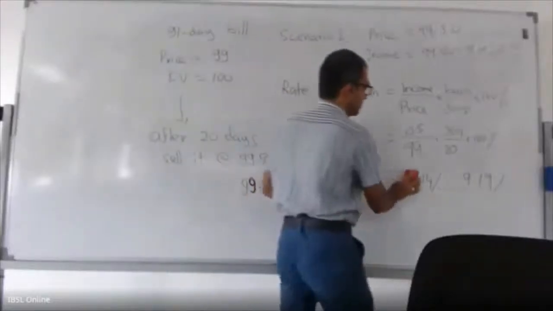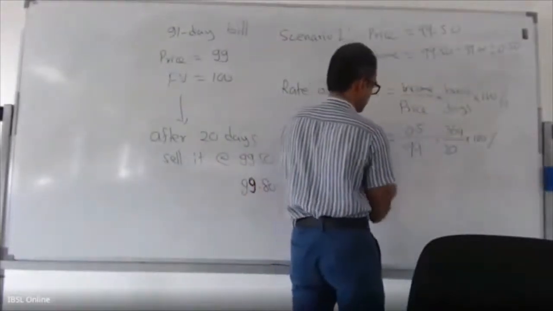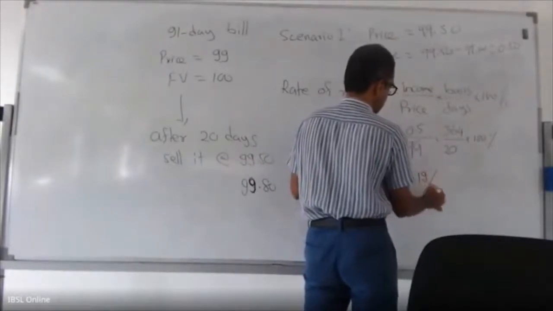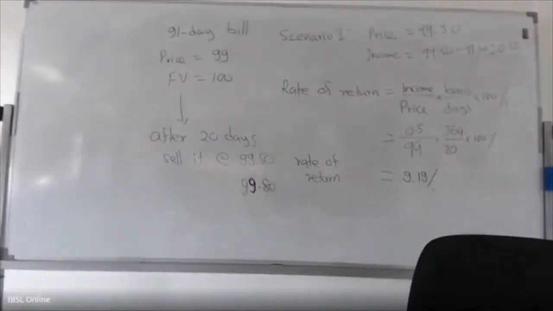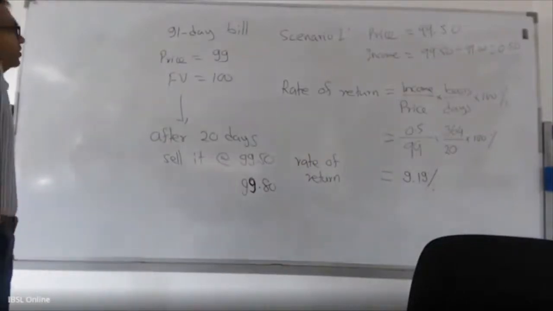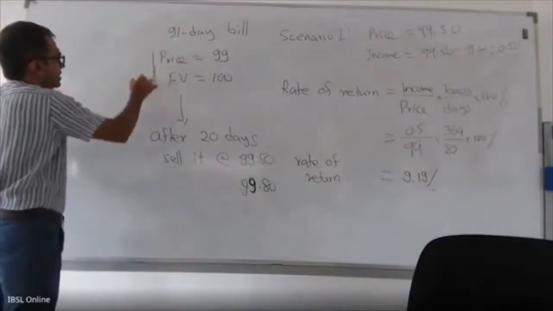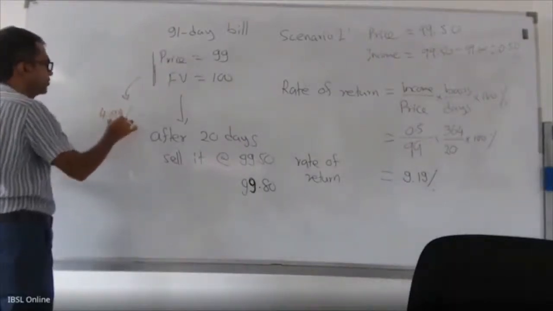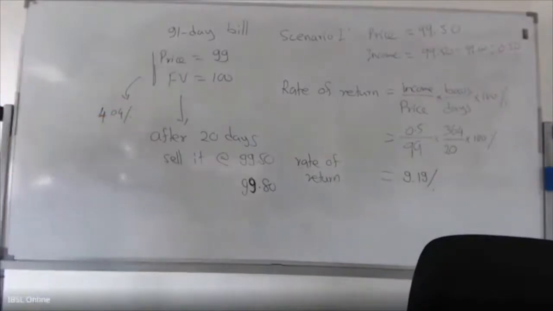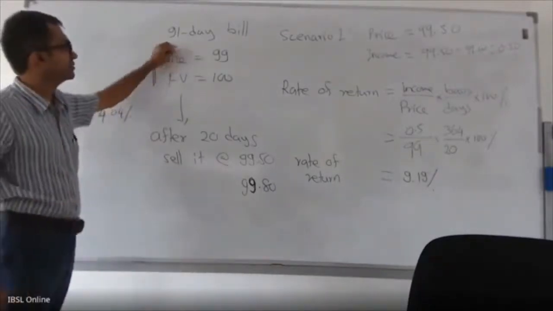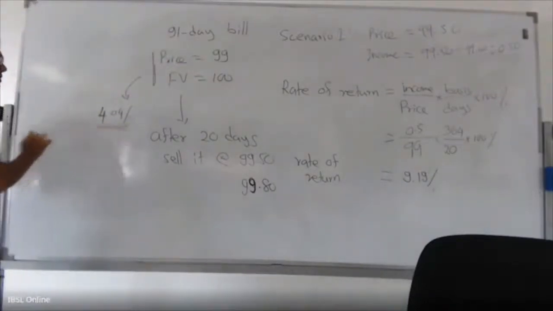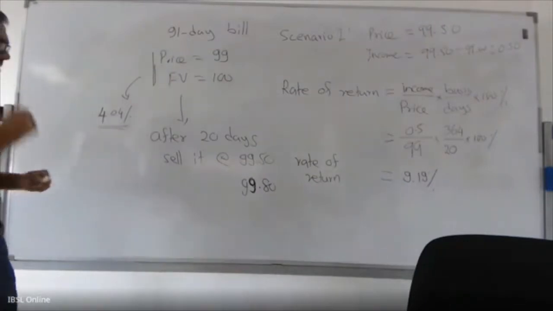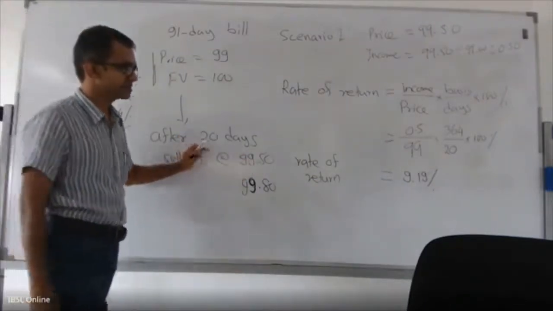The answer is 9. So now you can see initially, if he holds this until maturity, he gets only a 4.04% return. He bought it at 99 for 91 days. If he holds it until maturity, his rate of return is only 4.04, but he is selling it at 99.50 after 20 days, and his rate of return is 9.19.